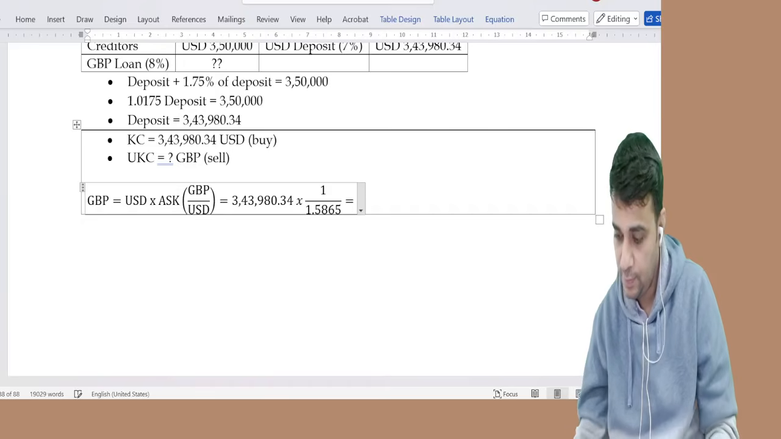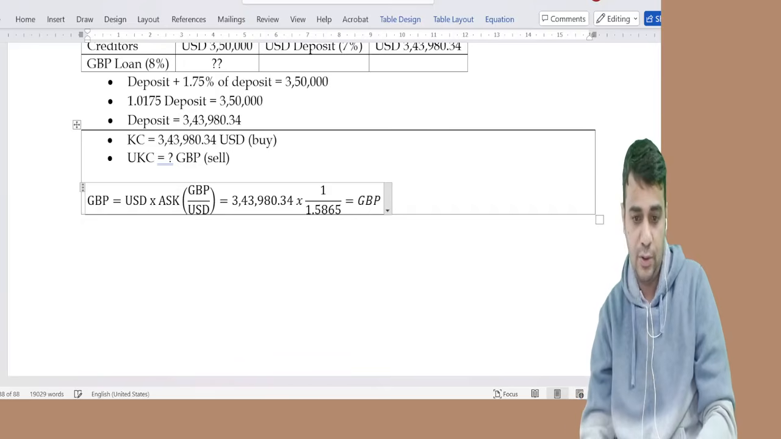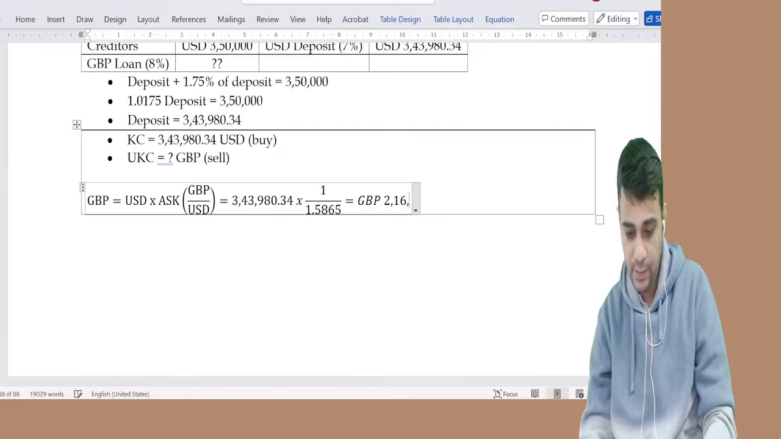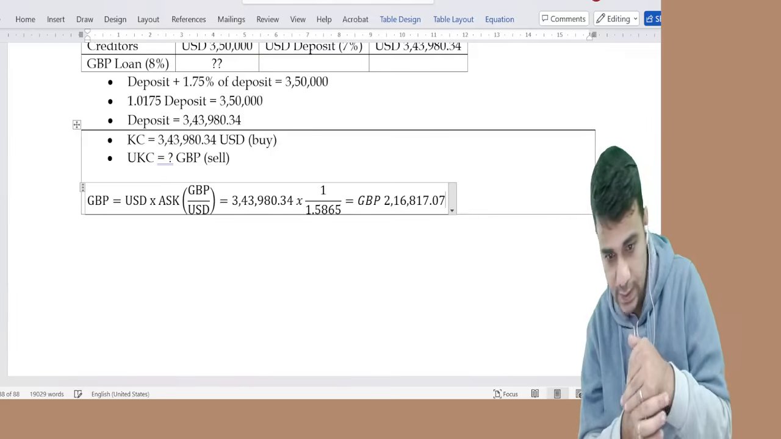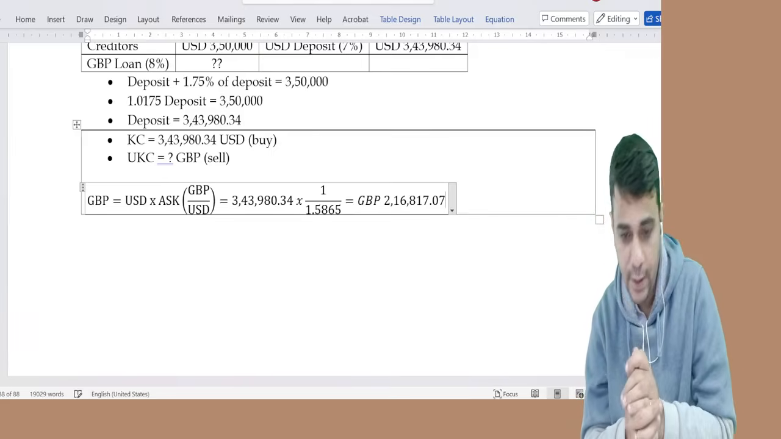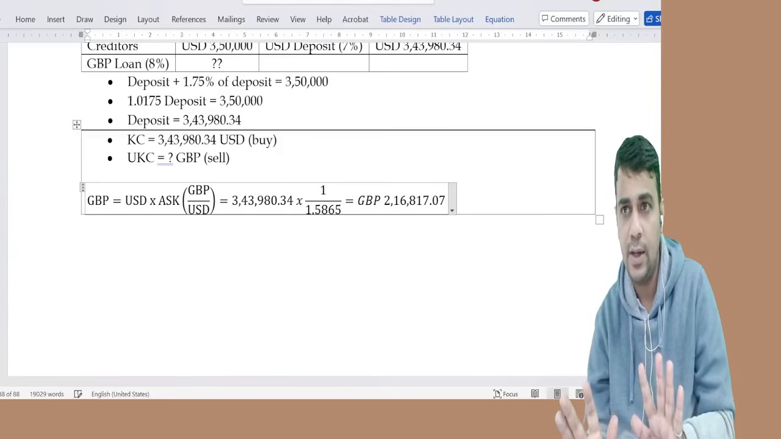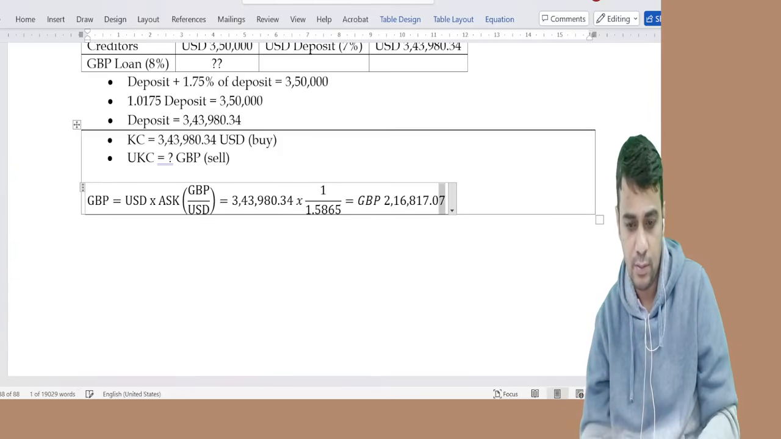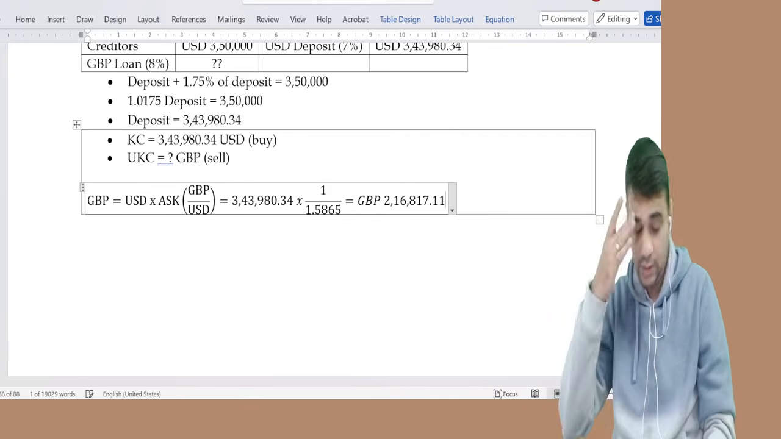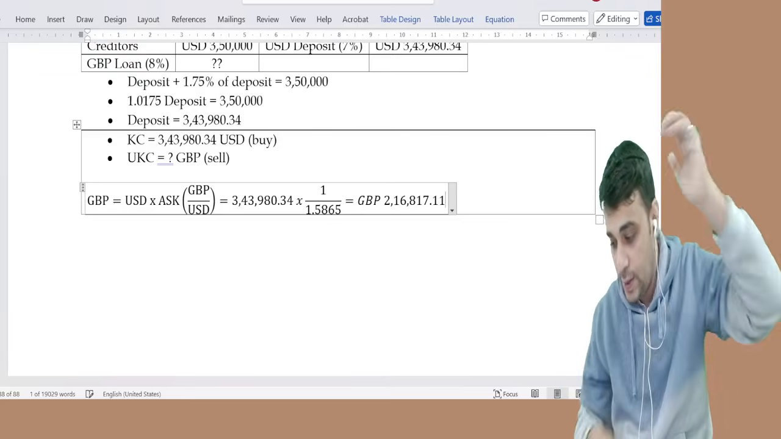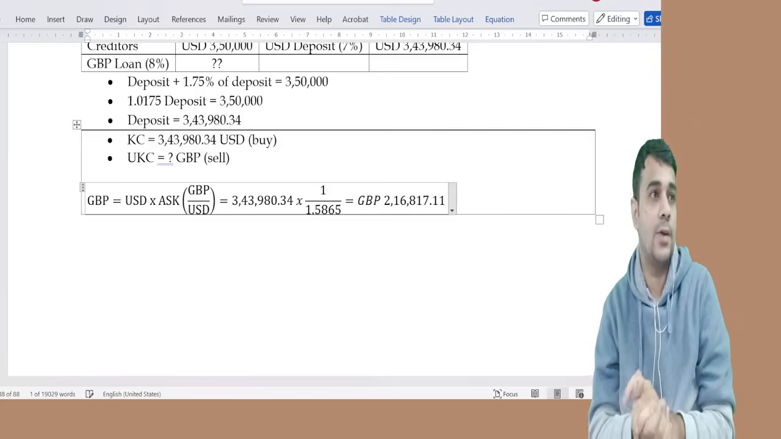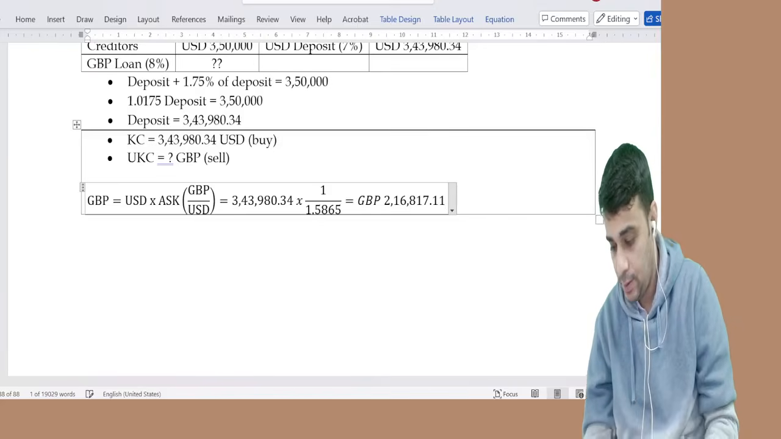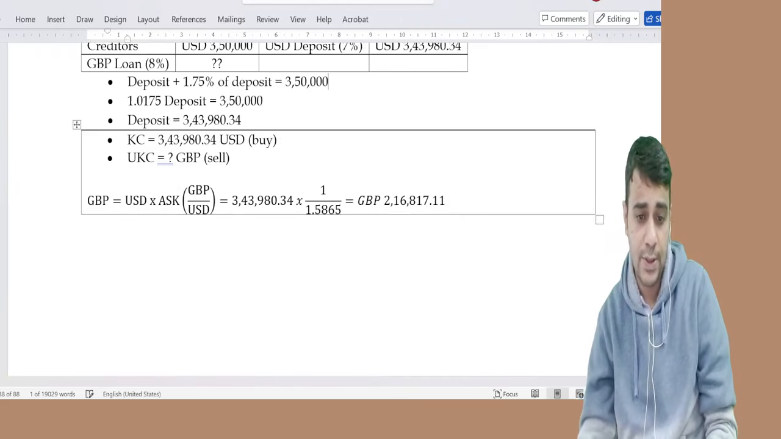GBP 216,817.07. Is this the number you're getting? Sorry, 0.11: 216,817.11. Clear? Any doubts on this? Can you proceed? Next, go to the balance sheet.